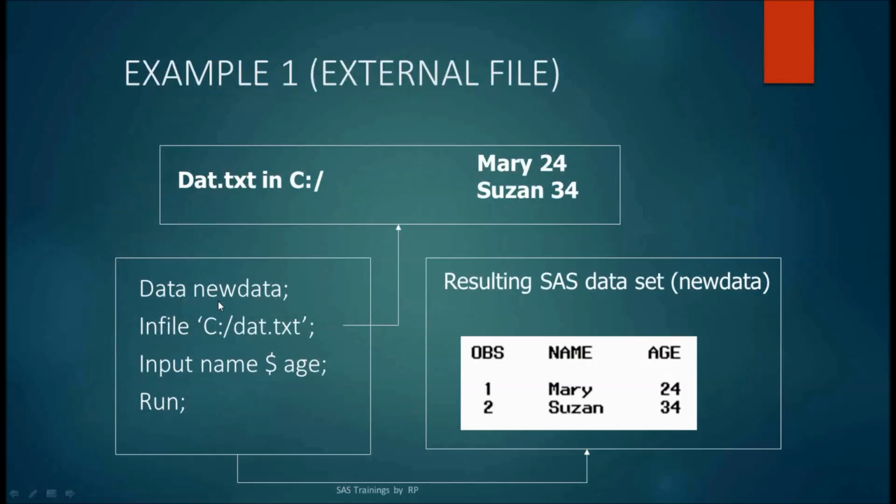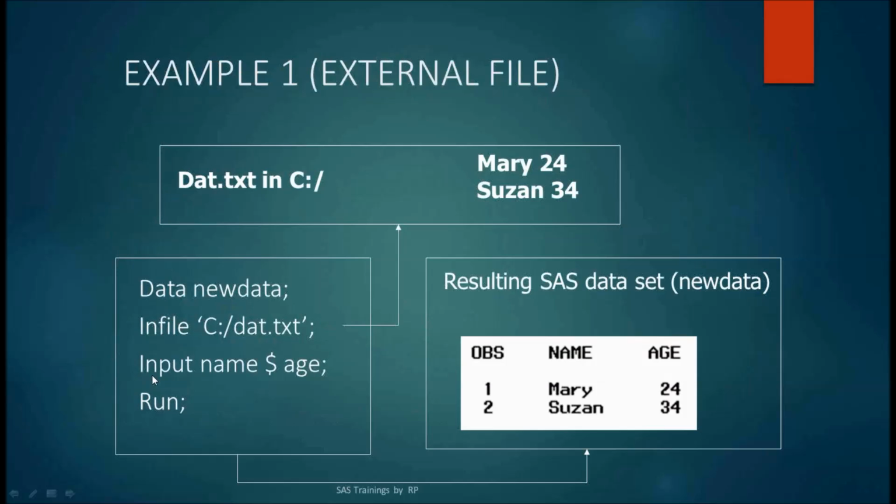We are creating one data set called newdata using the infile statement. In the infile statement, the file specification is this path, which means in the C drive we have a .txt file called dat.txt. The .txt is the extension of your file. For a text file it is .txt, and for a CSV file it is .csv.